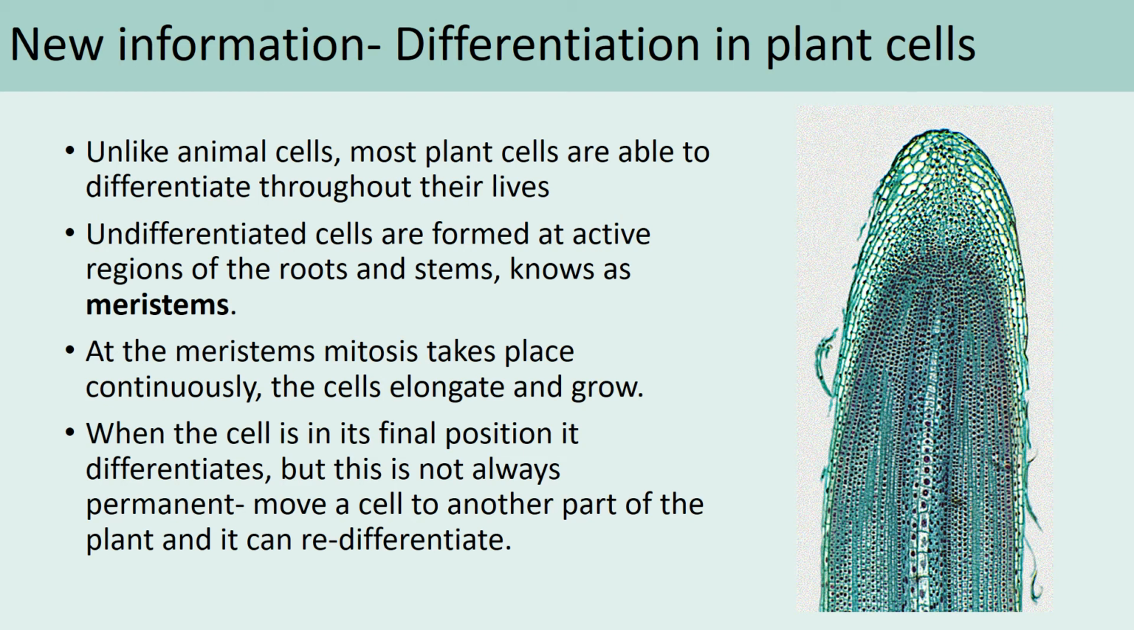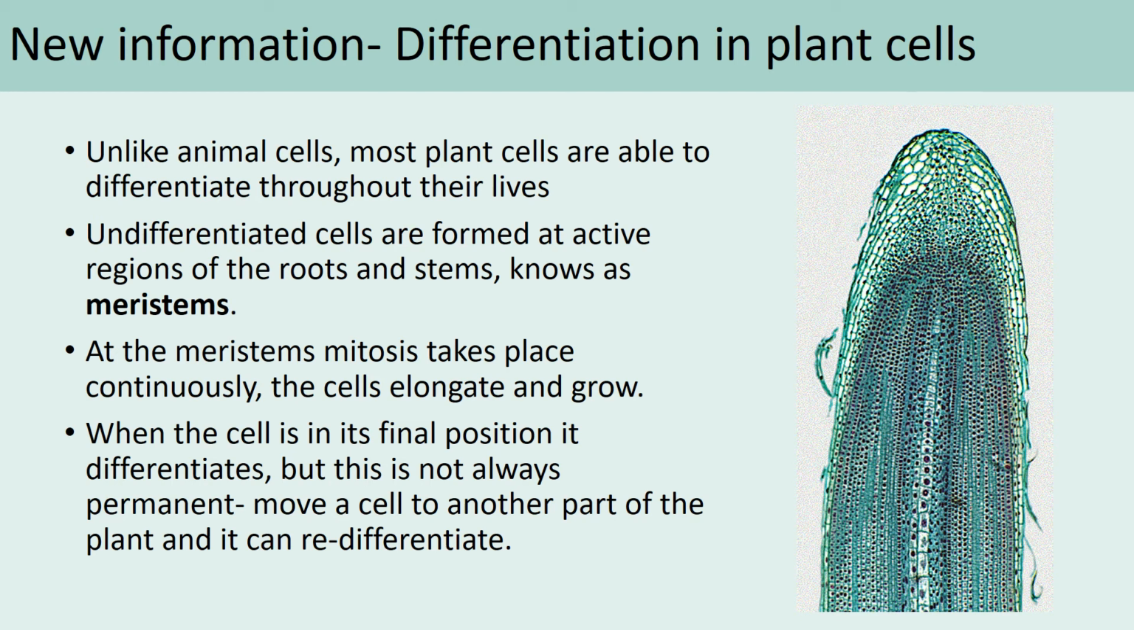Now, in animals, the cells don't elongate, get longer. They stay the same size. We grow by just having more cells, that cell division creating more cells. In plants, though, the cells can actually get longer, and that's really important when they're growing, because it means that they're able to grow towards stimuli like light or gravity.